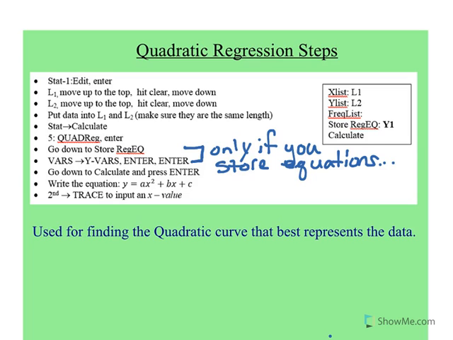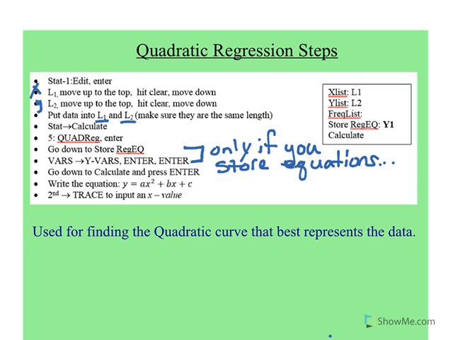We're going to start at stat, hit number 1 to edit, and then hit enter. Once you have done that, you will see the L1 and the L2 tables. Remember, L1 was your X values, L2 was your Y values. You will put data into L1 and L2. Make sure they're the same length. If you have 7 L1 numbers, make sure you have 7 L2 numbers.